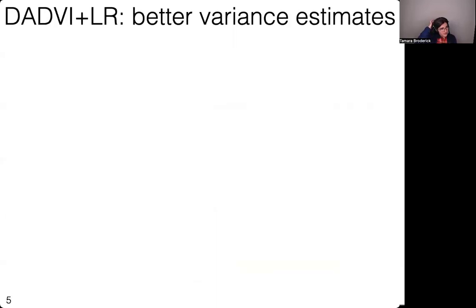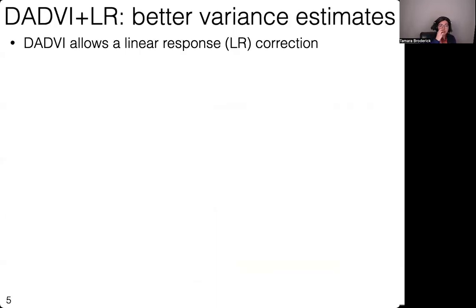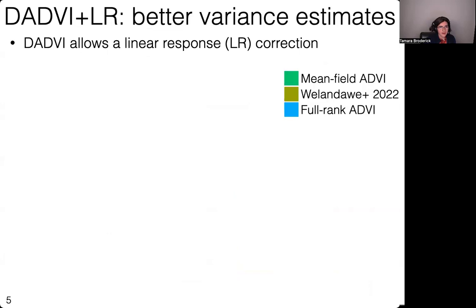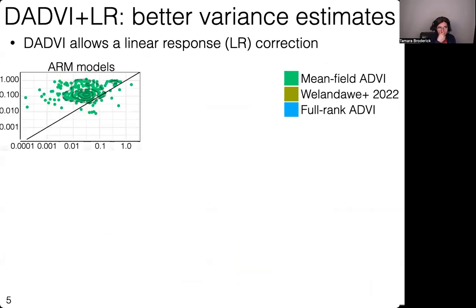Okay, so remember, with DADVI, we can apply this linear response correction for the posterior variances. So we expect these better variance estimates. Let's see if that's actually true. In this case, we're going to compare it to just the three ADVI methods. In particular, we're using Markov chain Monte Carlo now as our ground truth, so we know if we're getting accurate posterior means or variances. For each of the different methods, in this case mean field ADVI, we're going to have a plot like this. Let's talk through what's going on in this plot.